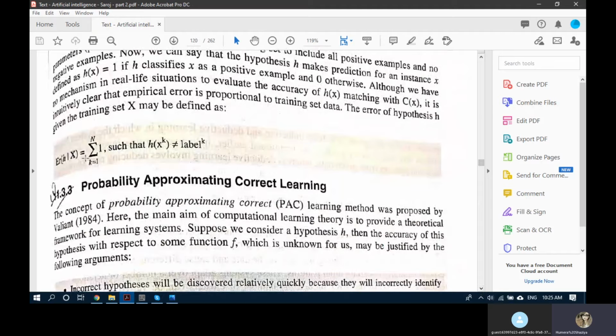And then, when the generated output does not match the actual output, there may be some kind of error. So that error, the whole idea is to reduce the error.